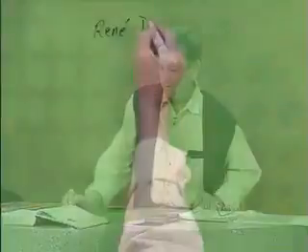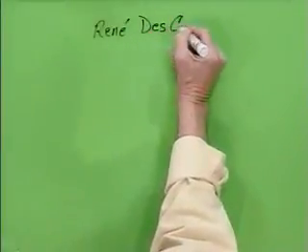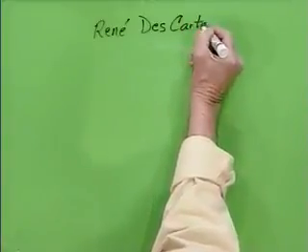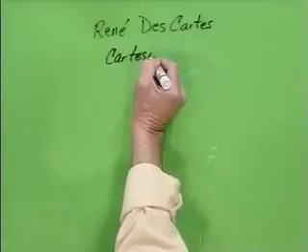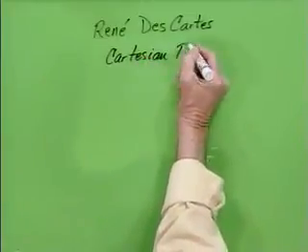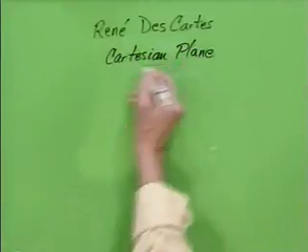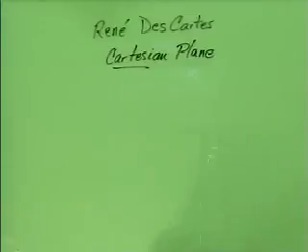You see, this is René Descartes. I'm going to spell it separated like this. And this is sometimes referred to as the Cartesian plane. The Cartesian plane. So it's named after him.